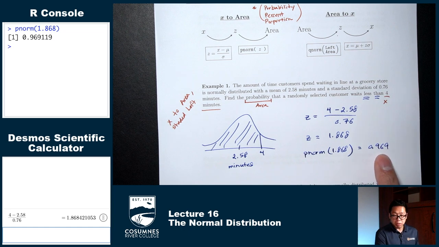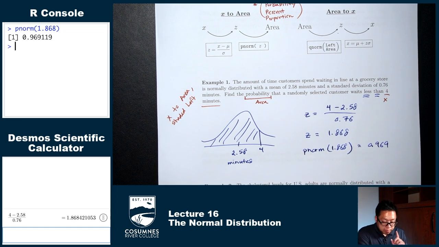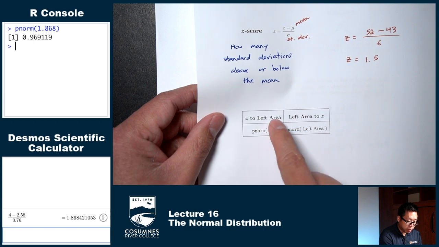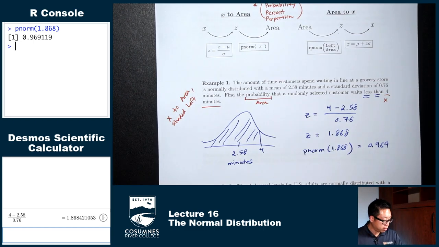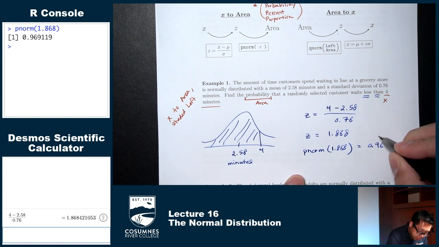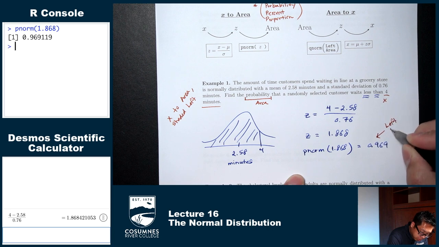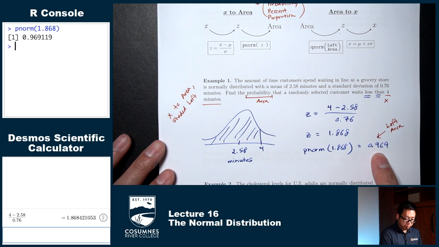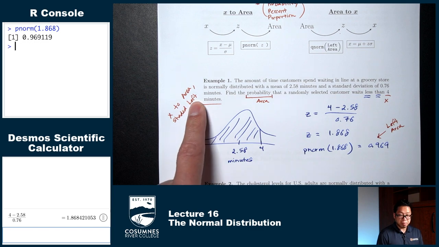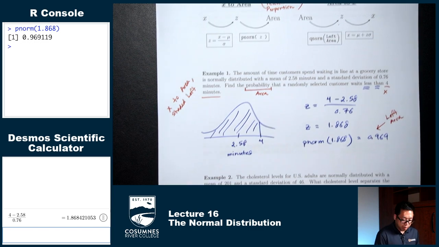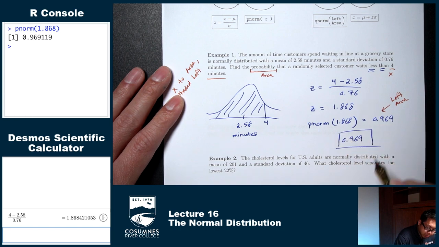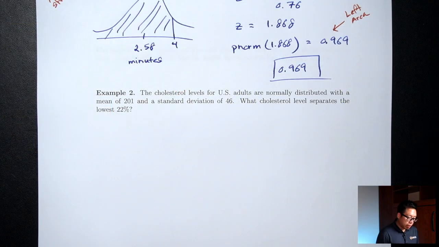Now, sometimes that's our answer, and sometimes we have to do something to it. What you have to remember is that the way pnorm works is you feed it a z, and it's going to spit out the left area. So this output, this 0.969, is the left area. What you want to ask yourself is, are you looking for the left area here? Yes. So that's just our answer: 0.969.